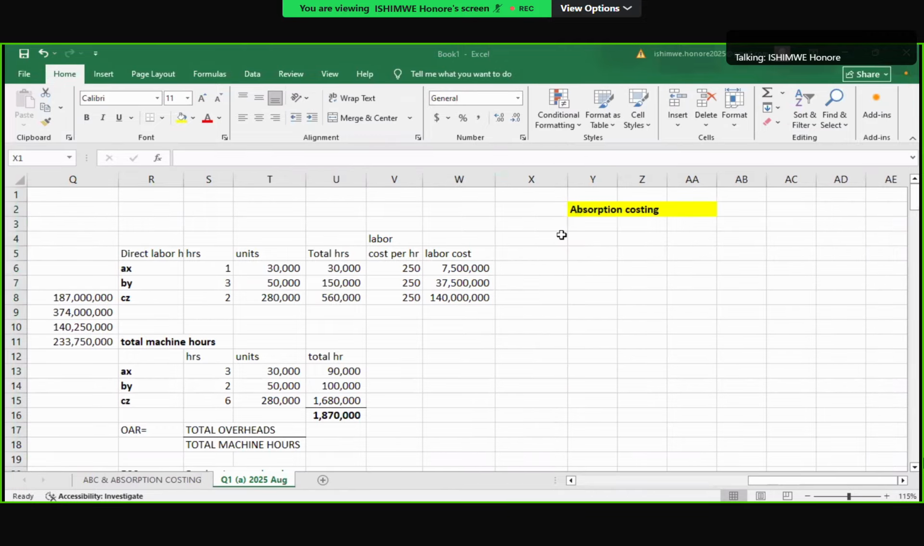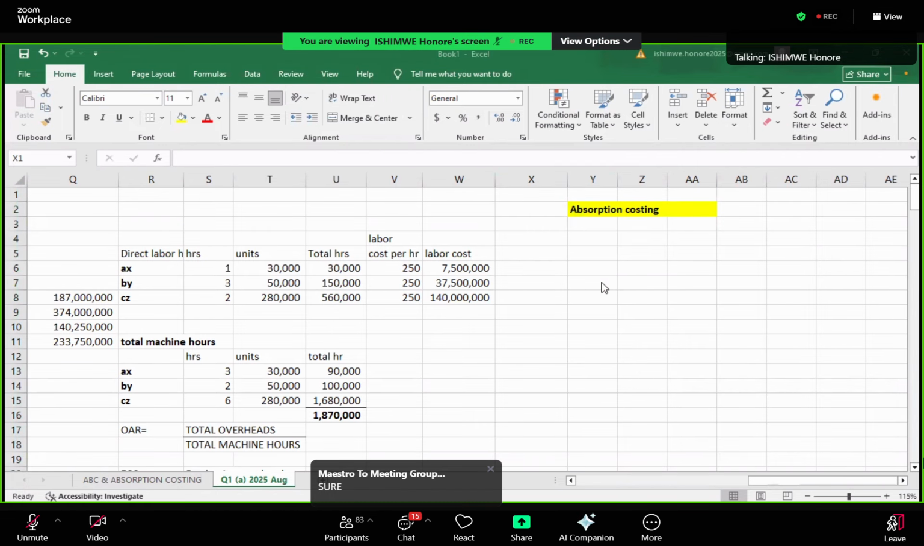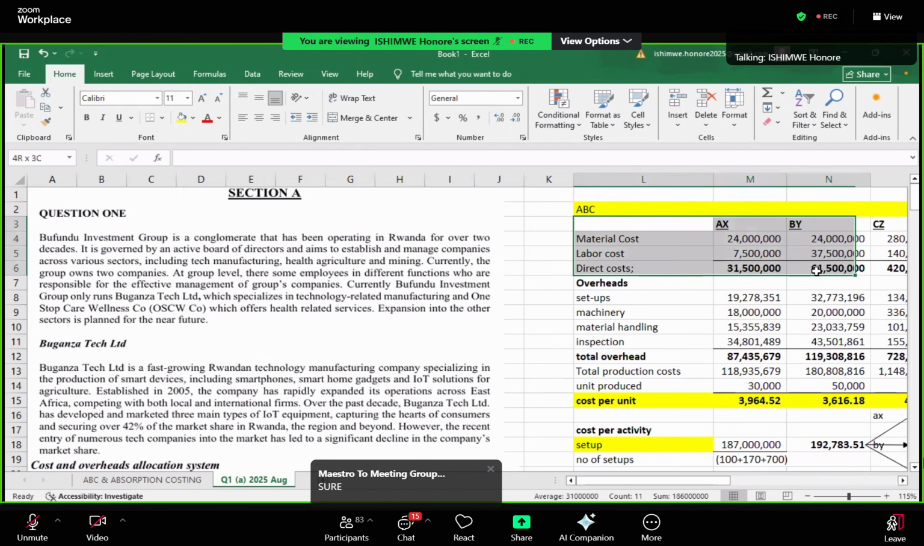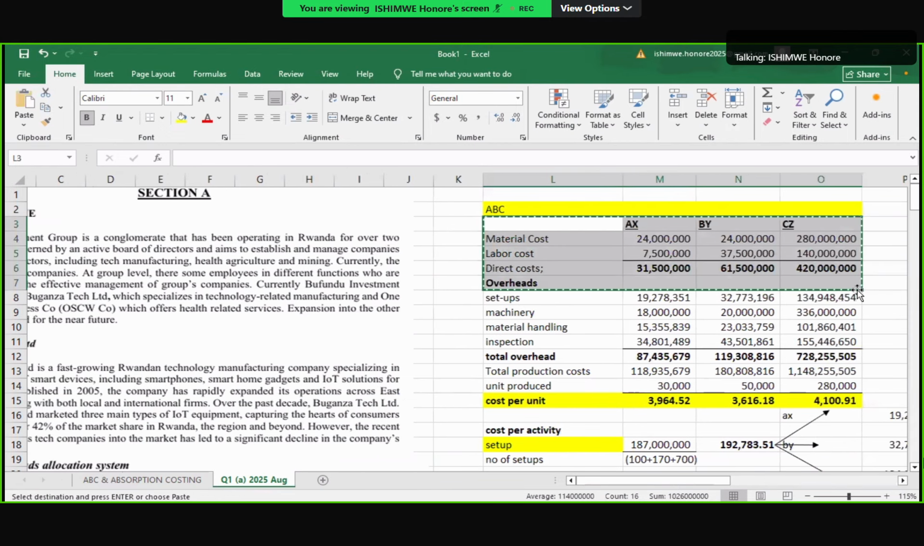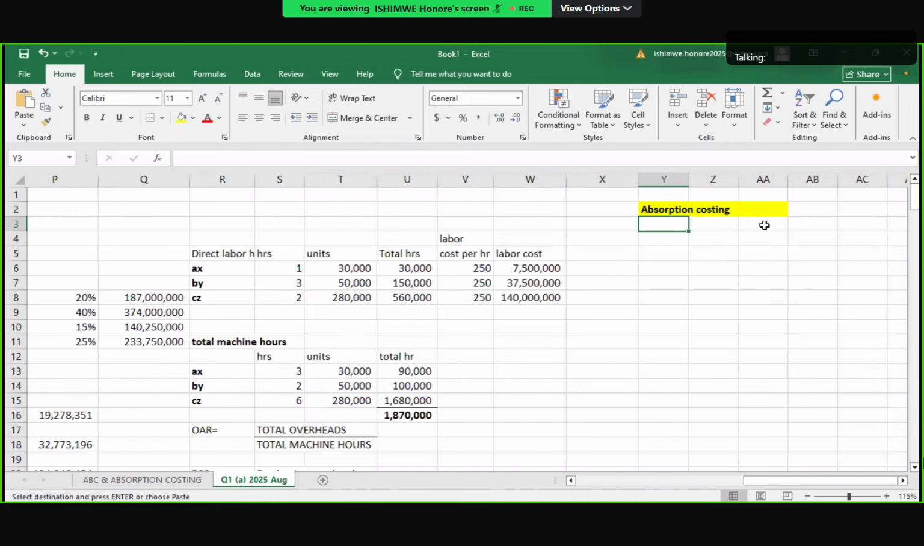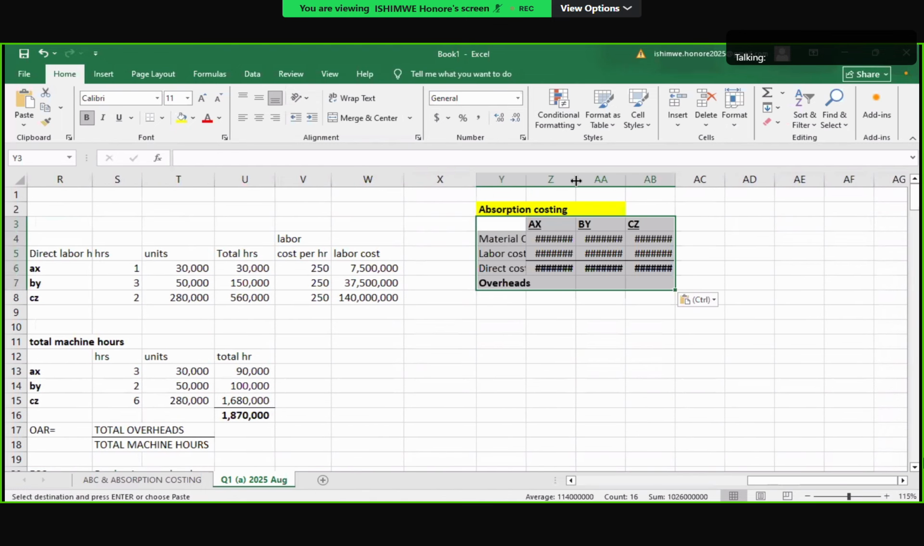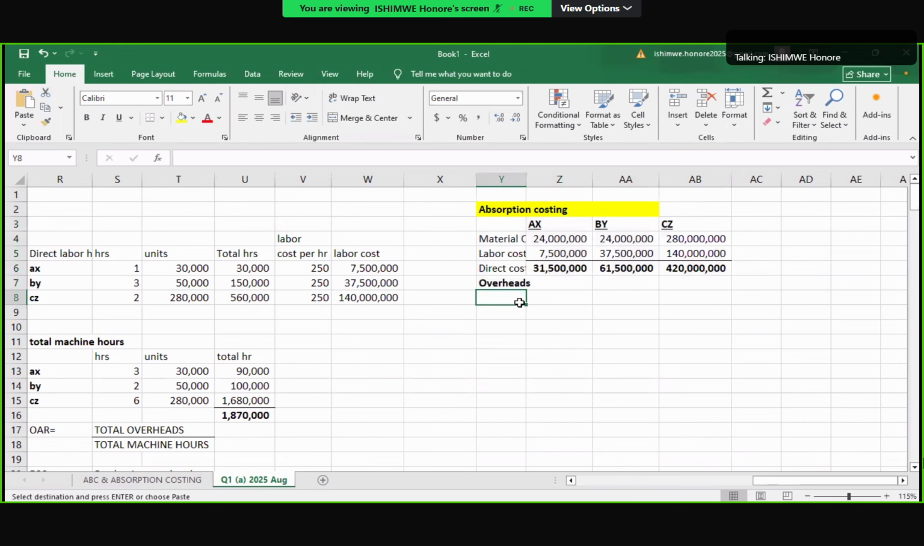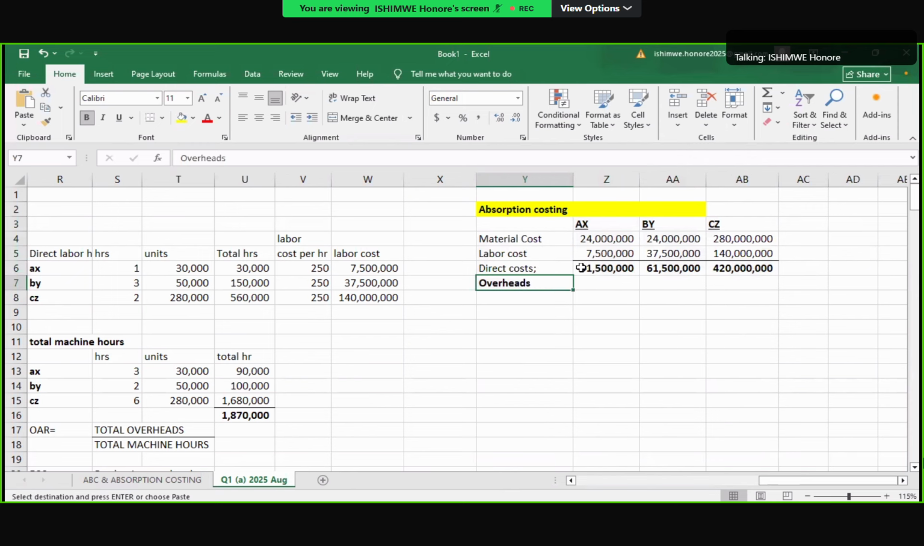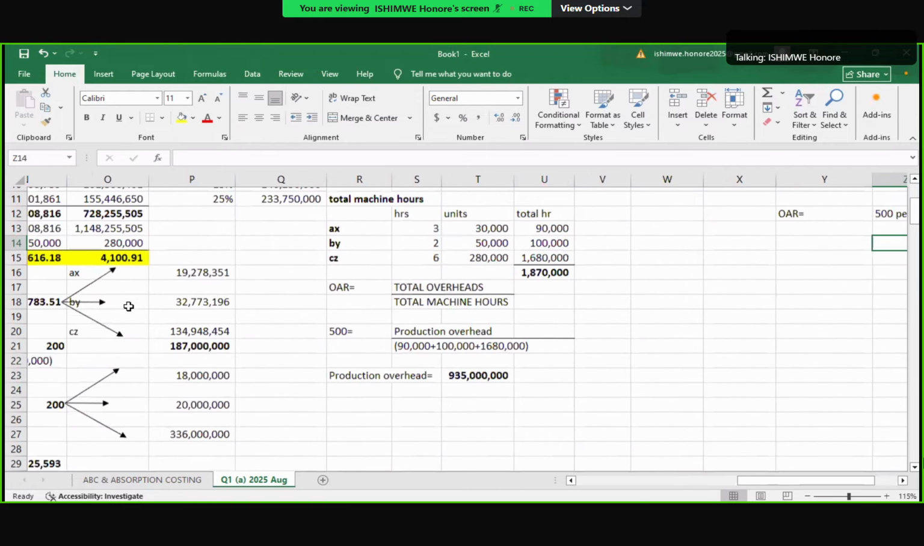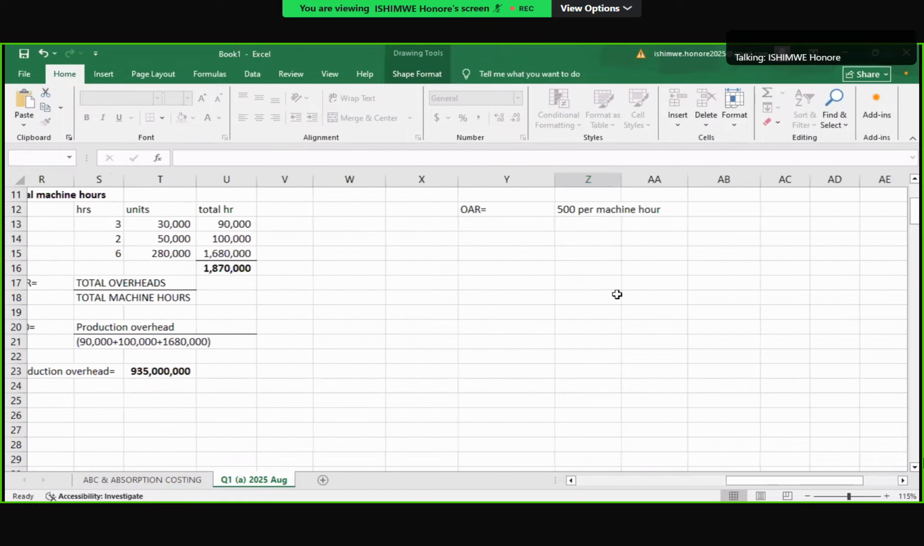Let's say, the absorption costing is the conventional product costing. Yeah, it is that. Now direct costs do not change, rather what will change is our overhead. We have OAR, overhead absorption rate. We found that it is 500 per machine hour. So we do it by allocation, since they gave it to us, that is the only thing remaining.